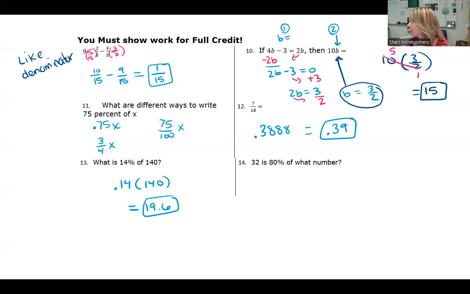Question number 14. Be careful, because it says 32 is 80% of what number? This one is different. So to find this one, you have to divide by 0.8. So we've got 32 divided by 0.8. What do we get? Yep. Good job.